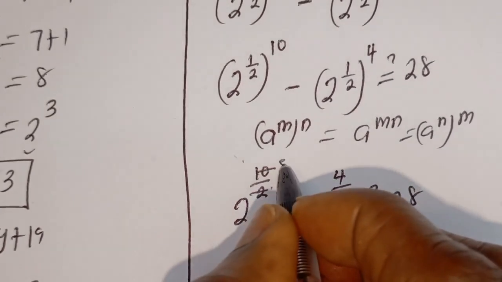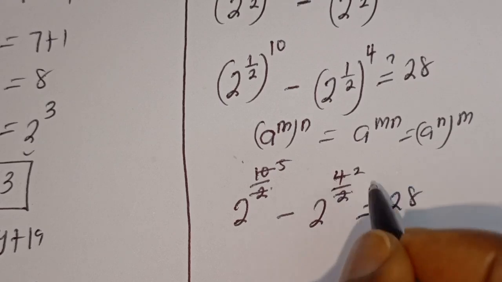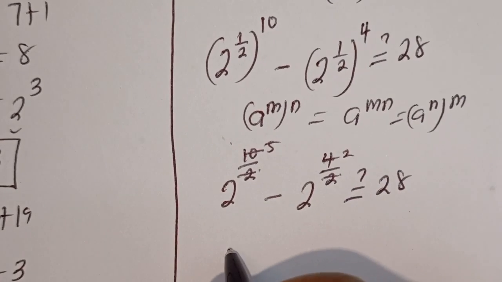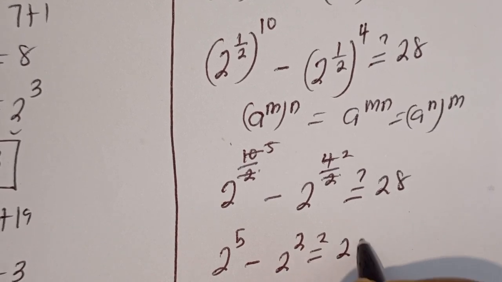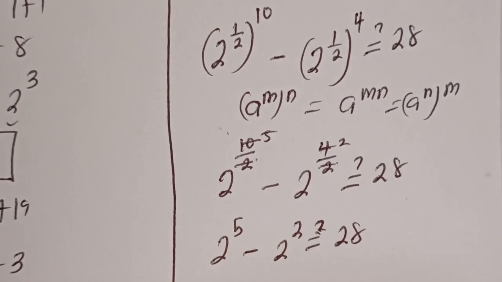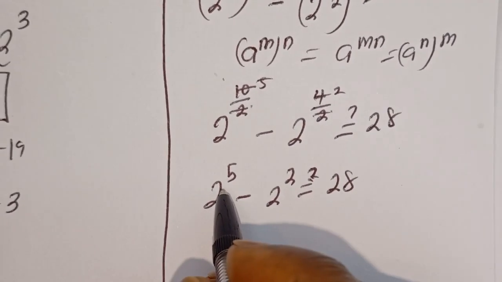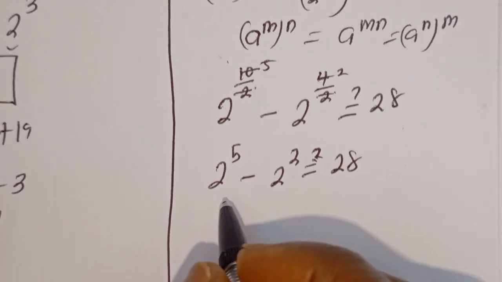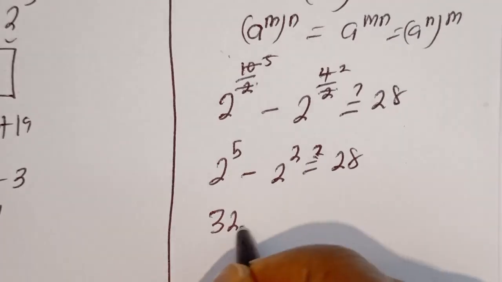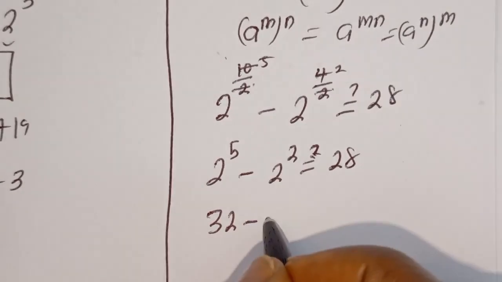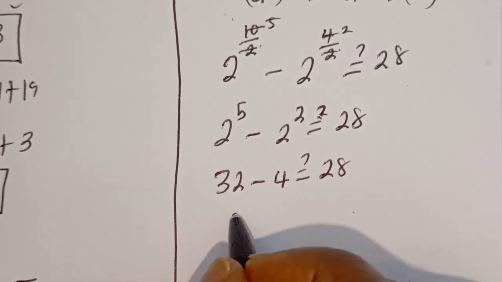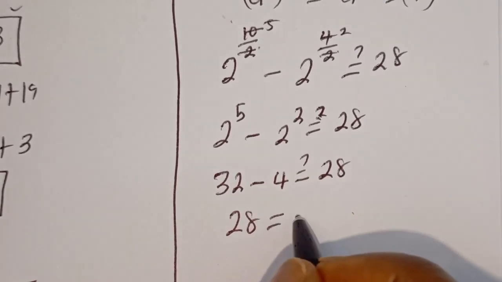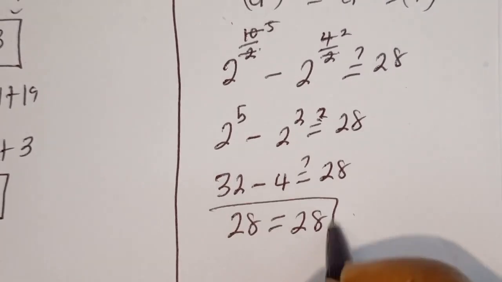2 here 1, 2 here 5. 2 here 1, 2 here 2. You have 2 to the power of 5 minus 2 to the power of 2 must be equal to 28. 2 to the power of 5, that is 32, minus 2 to the power of 2, that is 4, must be equal to 28. 32 minus 4, this is 28, is equal to 28, which is true.